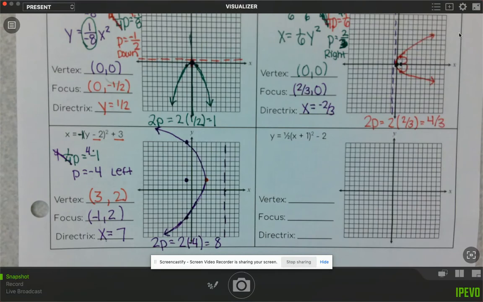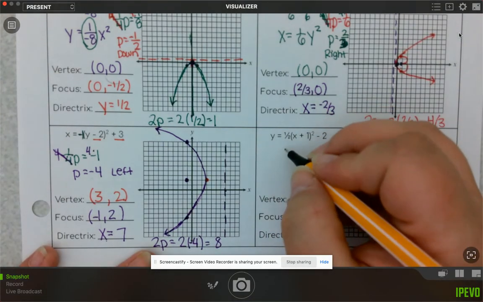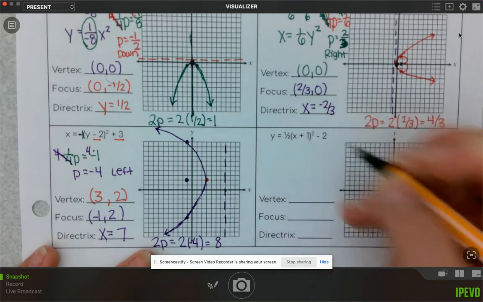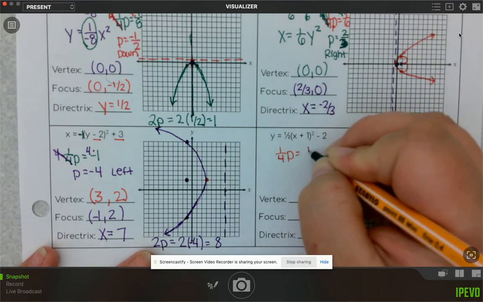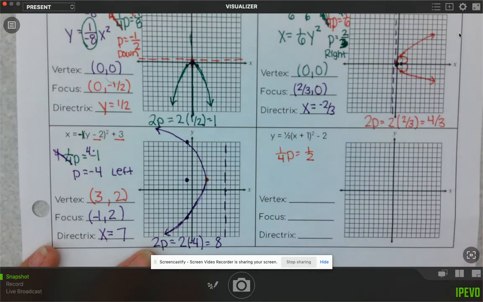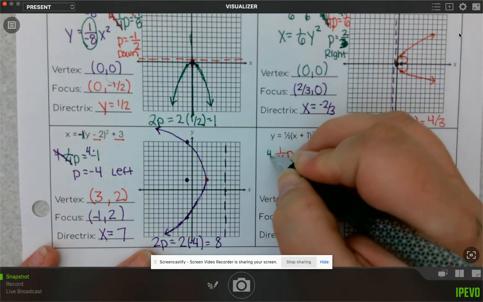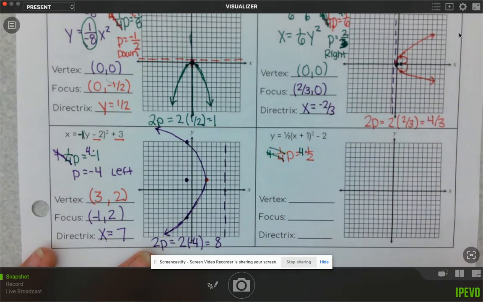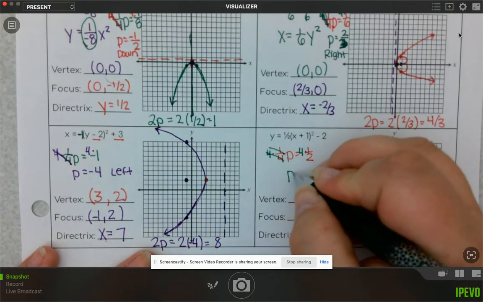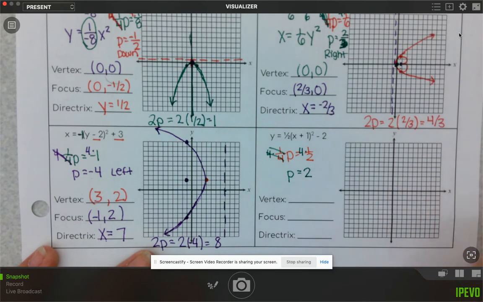And we have one last example over here. There is a 1/2 in front. So 1 over 4p equals 1/2. Still going to multiply by 4 because I still want p by itself. If you haven't noticed, on every problem we've multiplied by 4. 1/2 times 4 is 2.